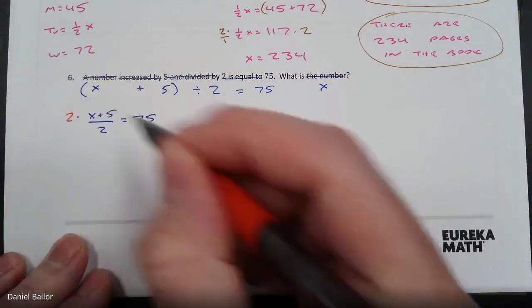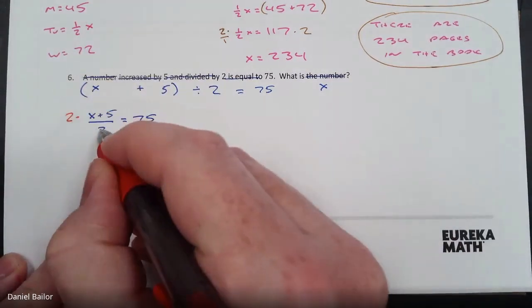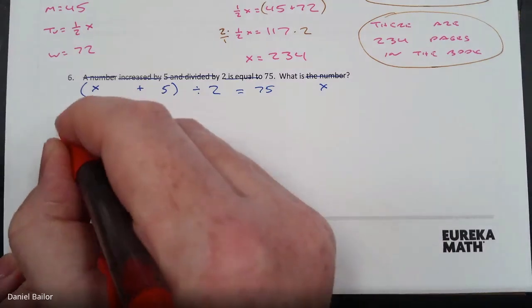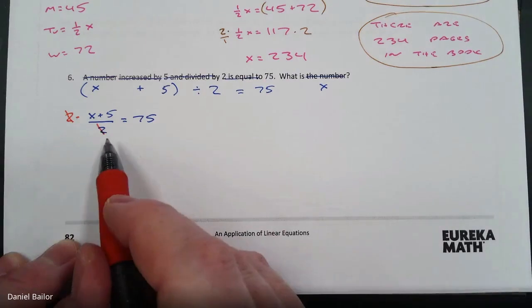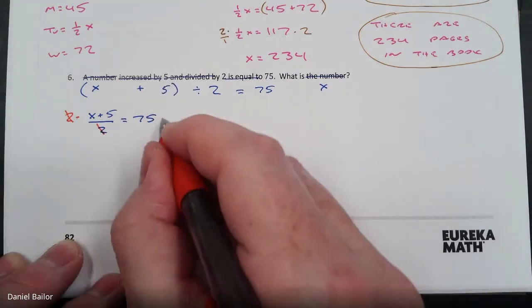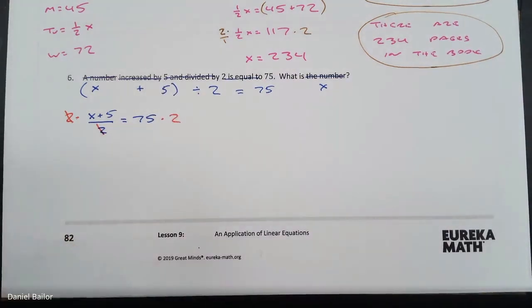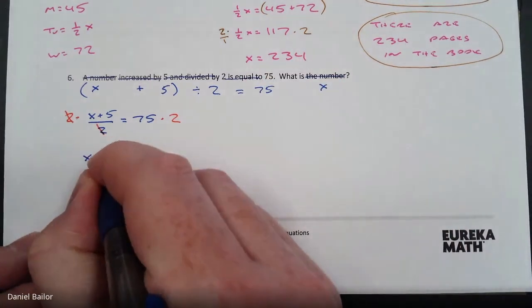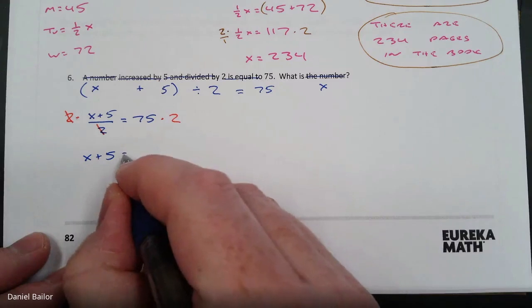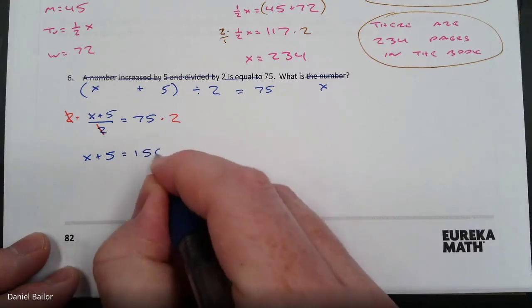Multiply by 2. Because 2 divided by 2, we have a 2 in the numerator and 2 in the denominator. That cancels. But the multiplication property of equality tells me to stay equal, I need to multiply by 2 on that side. So the 2 cancels on this side, and I get x plus 5. But I have to multiply by 2 on this side, so 75 times 2 gives me 150.